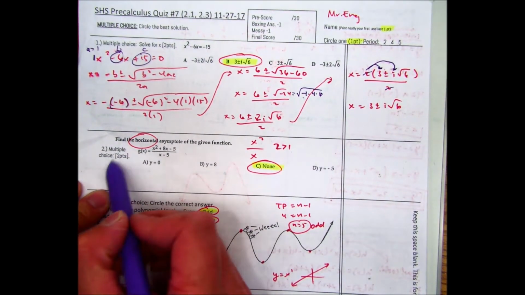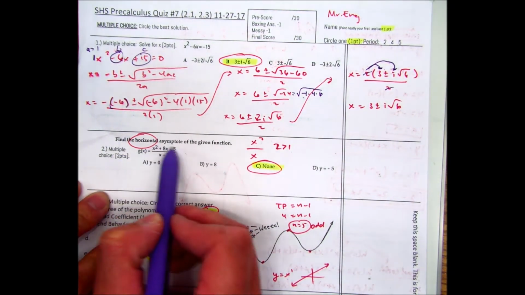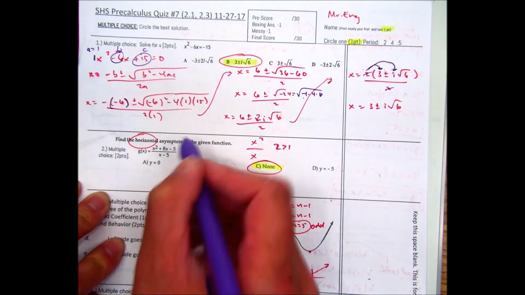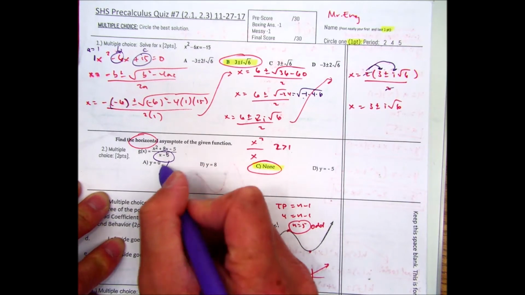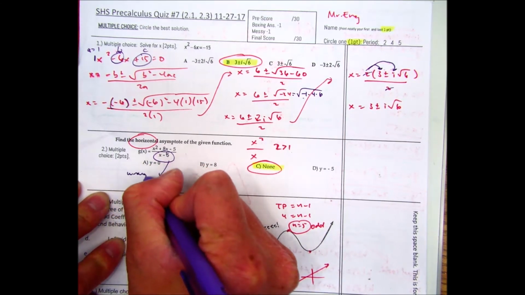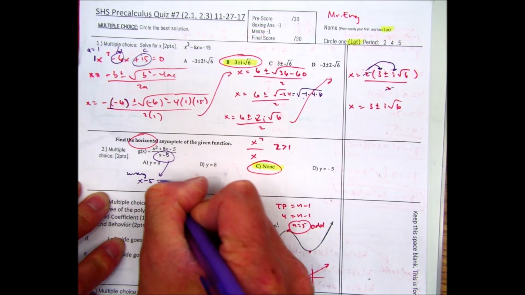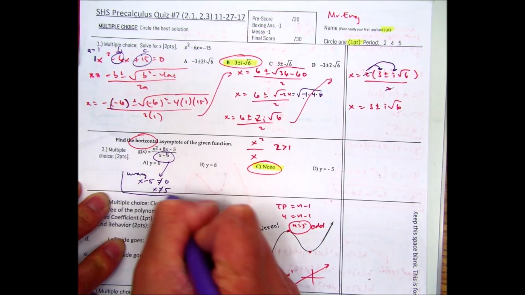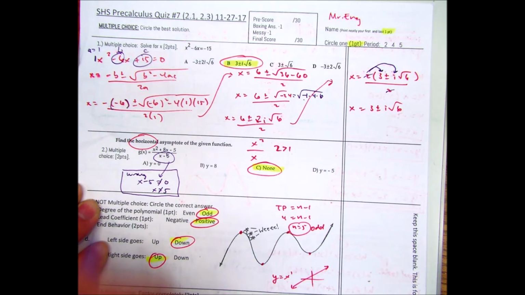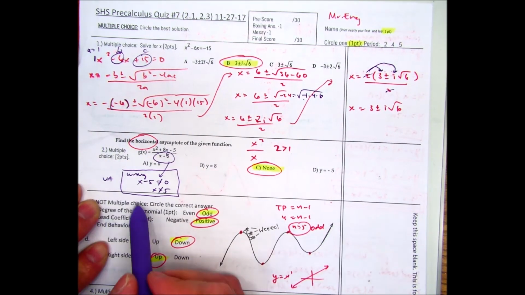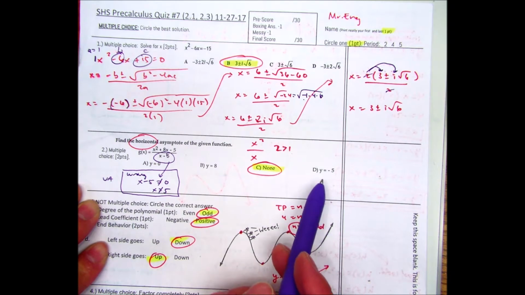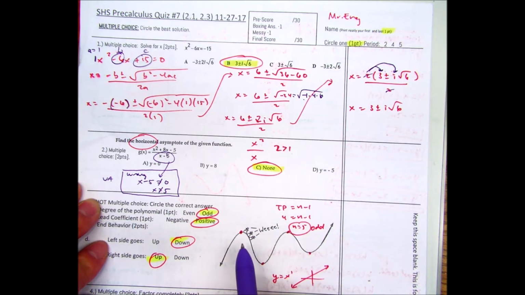Question number 2, multiple choice. Find the horizontal asymptote of the given function. If you took the problem and set the denominator equal to 0, that would be wrong, because if you're doing that, x is not equal to 5. What is this? That's the vertical asymptote. So notice that I should have been mean. I should have put x not equals 5 in there. Maybe I'll do that.